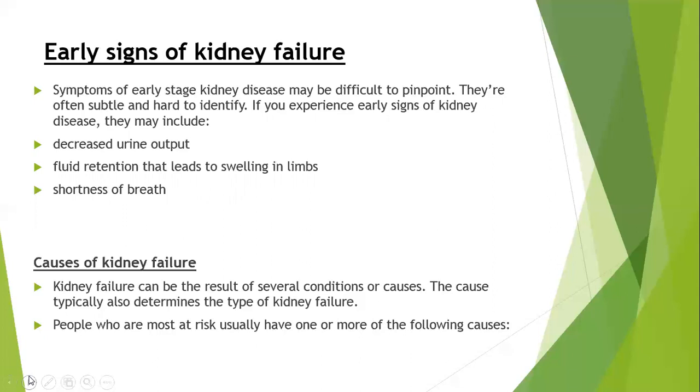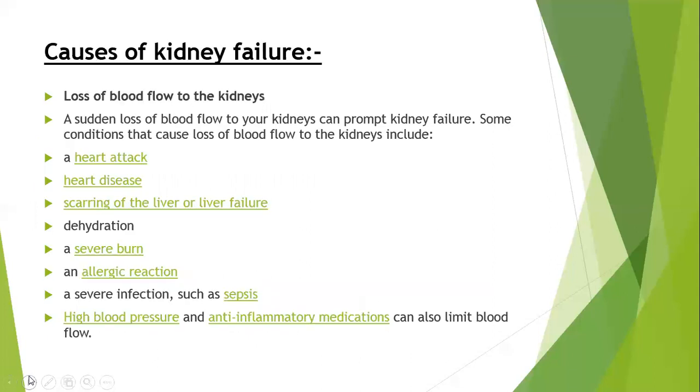Causes of kidney failure. I told you before, kidney failure can be the result of several conditions or causes. People who are most at risk usually have one or more of the following causes that I told you before: heart attack, heart disease, heart failure, scarring of the liver or liver failure, severe burn, allergic reaction, sepsis, high blood pressure, anti-inflammatory medications, NSAIDs, which are all like painkillers. There is a tendency for people to take painkillers very rapidly and for a long term. The long-term effect will give very adverse events for the kidney. So this is one of the causes for kidney failure.